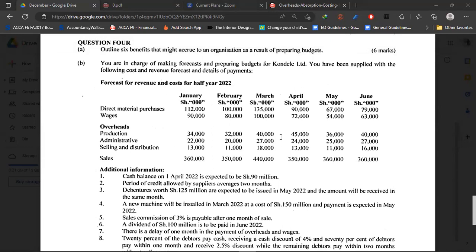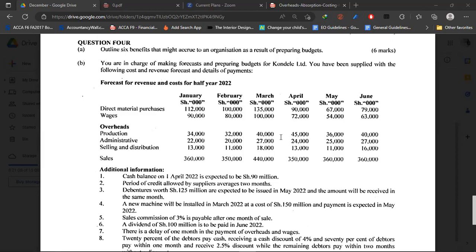You are in charge of making forecasts and preparing budgets for Cordell Limited. You have been supplied with the following costs and revenue forecasts and the details of payments. Forecast for revenue and costs for half year 2022. There's January, February, March, April, May, June. Direct material purchases, wages, overheads, production, administrative, selling and distribution, sales.